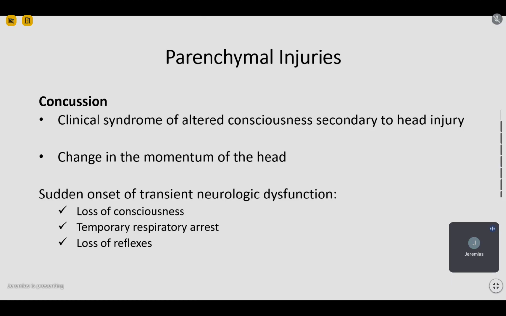So what's concussion? Concussion is a clinical syndrome of altered consciousness secondary to head injury, typically brought about by a change in the momentum of the head. So the characteristic clinical picture includes the sudden onset of transient neurologic dysfunction, including loss of consciousness, temporary respiratory arrest, and loss of reflexes. The pathogenesis of the disruption of neurologic function is unknown, but likely involves dysregulation of the reticular activating system in the brainstem.